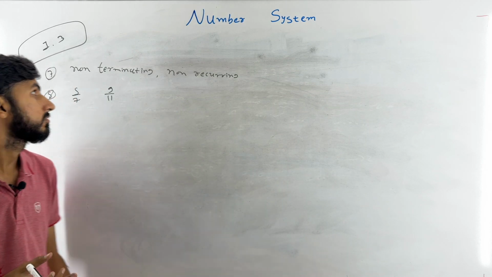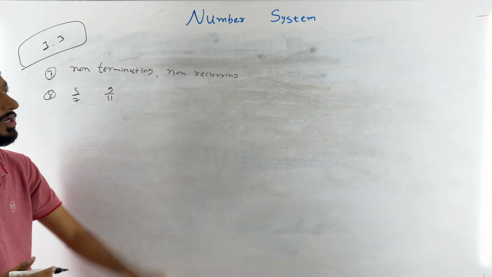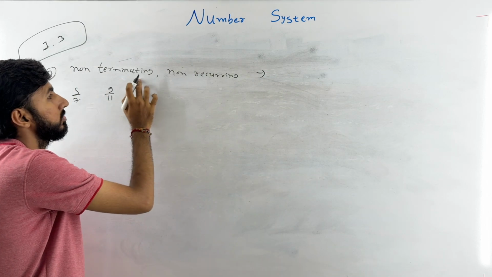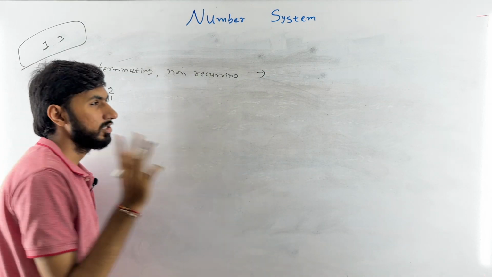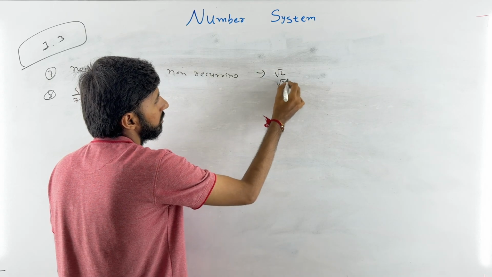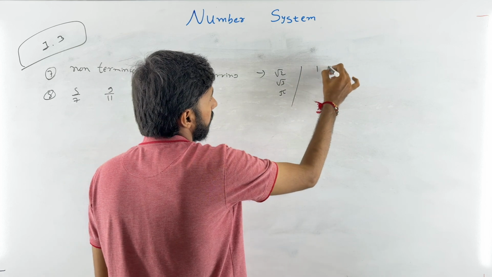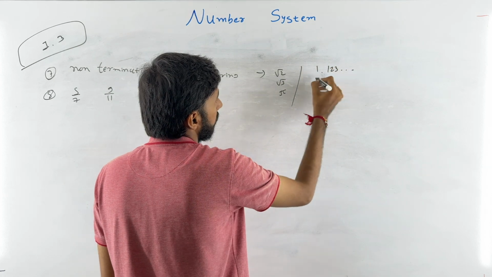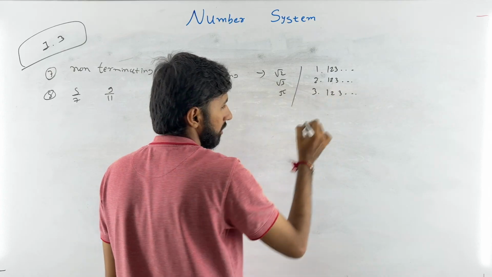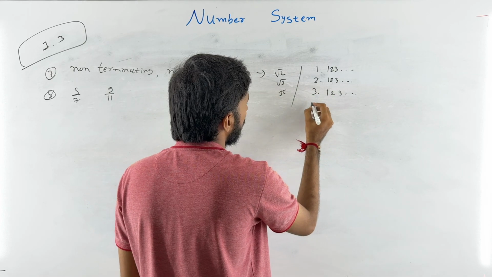We have to find three numbers that are non-terminating and non-recurring. You can write any three numbers. This simply means that I have to write three irrational numbers. You can just write root 2, root 3 and root 5. Or if you don't want to write this, you can just write 1.123 and it will go on, 2.123, 3.123, right? You can write infinite numbers that are non-terminating and non-recurring.